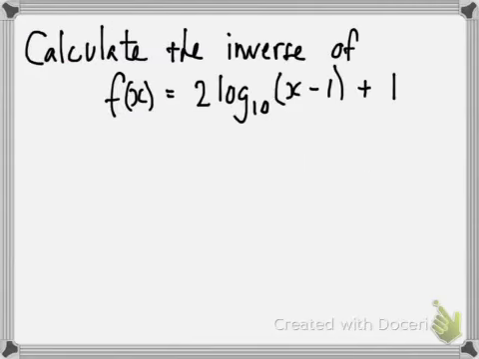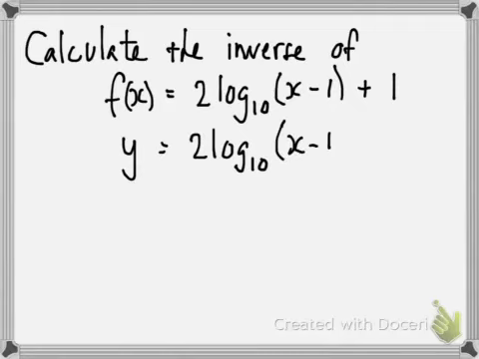Next example, f of x equals 2 log of x minus 1 to the base 10, plus 1. Now you might notice this one's in the form of f of x equals, so I'm actually going to change it to y equals. So y equals 2 log base 10 of x minus 1, plus 1. Now we can use x and y throughout this problem, but there's one little thing we've got to do at the end because it's in function form, f of x. But I'll get to that at the end.